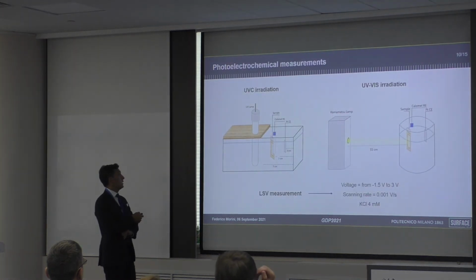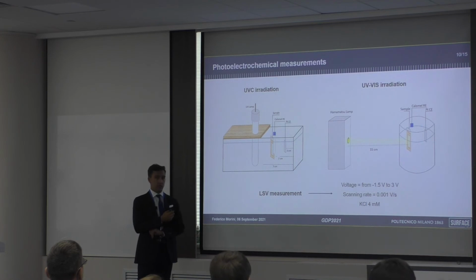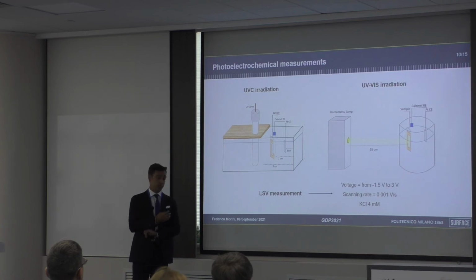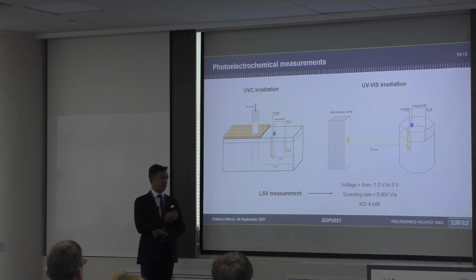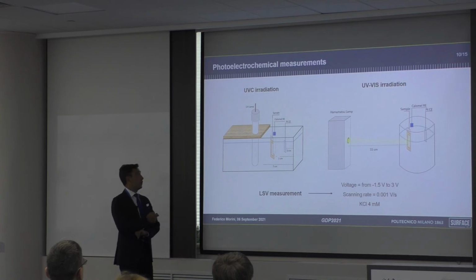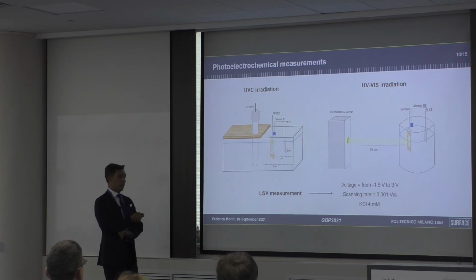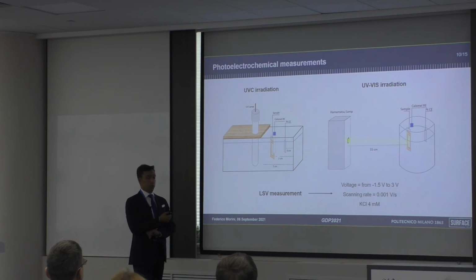At last, we did some photoelectrochemical measurements in order to see if our oxides are active under radiation, and in particular we did linear sweep voltammetry measurements from minus 1.5 to 3 volts with a scanning rate of 1 millivolt per second in a 4 millimolar KCl solution. We wanted to test the materials under UVC irradiation and under UV visible irradiation to see the behavior and compare it to the titanium response under the same irradiation.